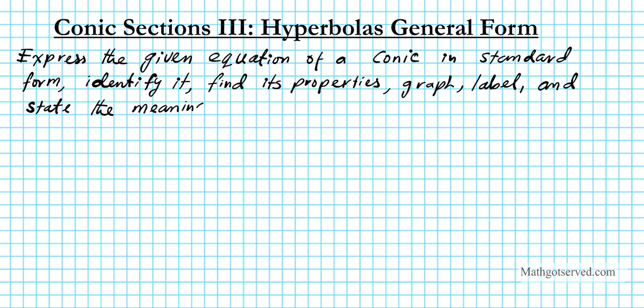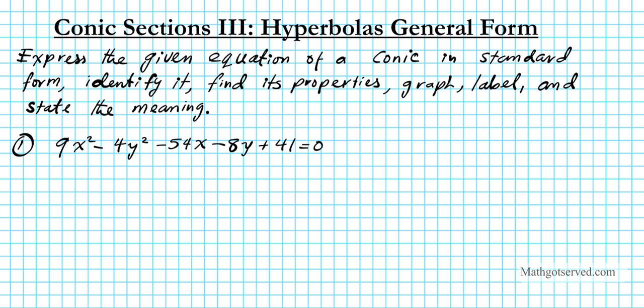All right, so let's go ahead and take a look at the question under consideration. Number one, we're dealing with the equation 9x squared minus 4y squared minus 54x minus 8y plus 41 equals 0.